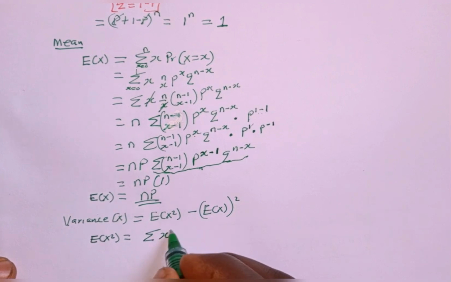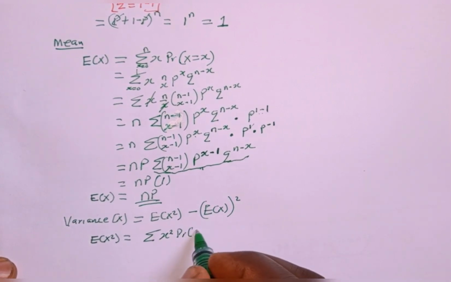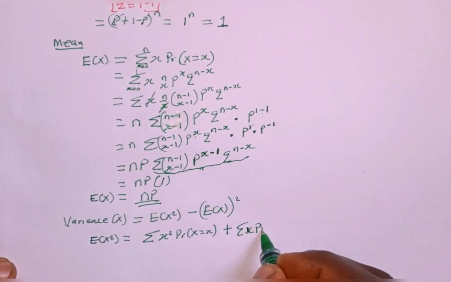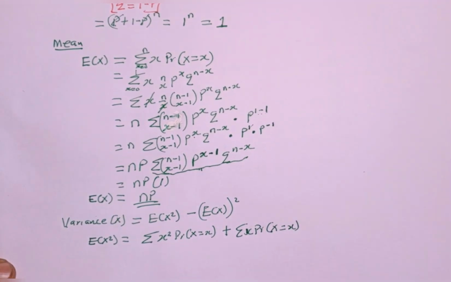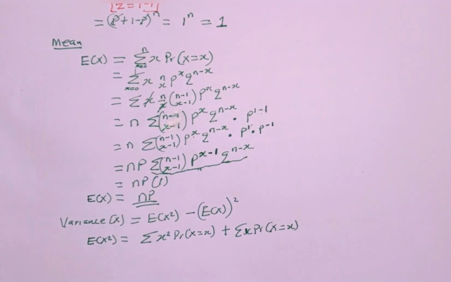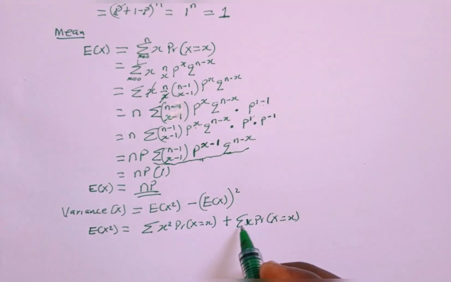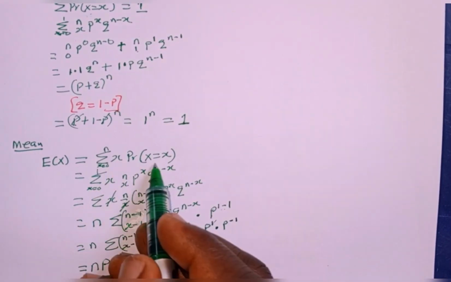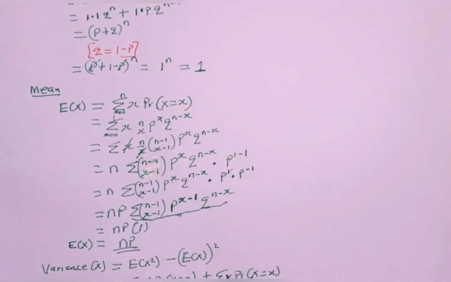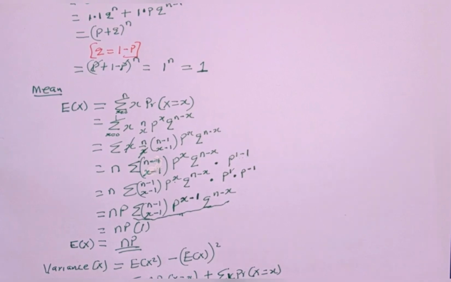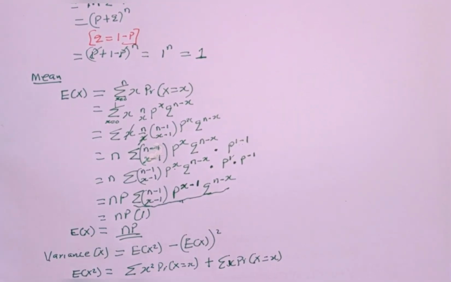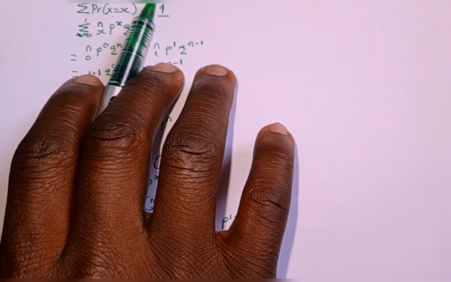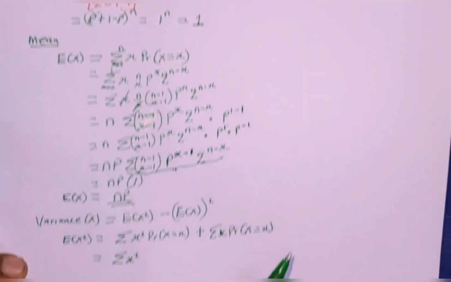Summation of what? x squared, then probability of x equal to x, plus summation of x, probability of x equal to x. So this is how to find the expected value of x in the binomial distribution. And remember that the summation of x times probability of x equal to x is the same as what? The expected value of x, which we found to be np. So the whole of this is the same as np. Now we're going to expand this. We have the summation of, first of all, we substitute x squared, probability of x given x is what? n choose x, p to the power x, q raised to the power of n minus x.